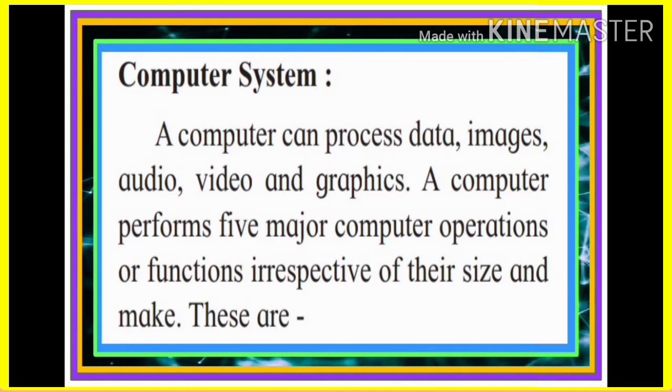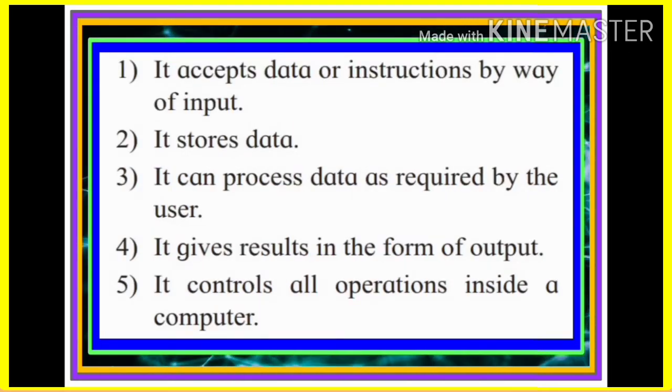Next term is computer system. A computer can process data, images, audio, video, and graphics. A computer performs 5 major operations or functions irrespective of their size and make. These are: first, it accepts data or instructions by way of input. Second, it stores data. Third, it can process data as required by the user. Fourth, it gives results in the form of output. And last function is it controls all operations inside a computer. So, a computer performs these 5 major operations, or you can say functions.